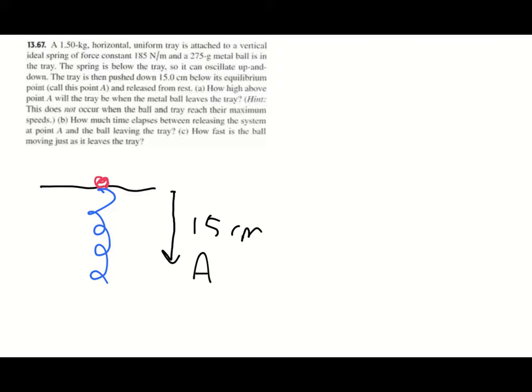Okay. And the first thing they ask is, how high above A will the tray be when the metal ball leaves the tray? So basically they're going to let it go, and it's going to go down, and then it's going to go back up, and they want to know how high up will it be when the metal ball leaves the tray. Okay. So let's think about it.